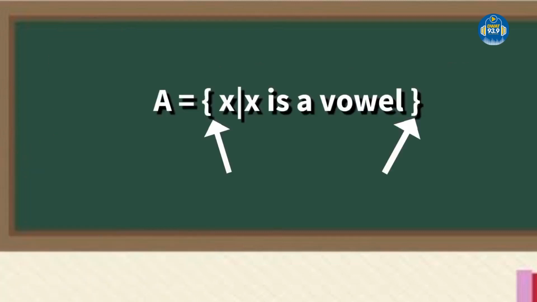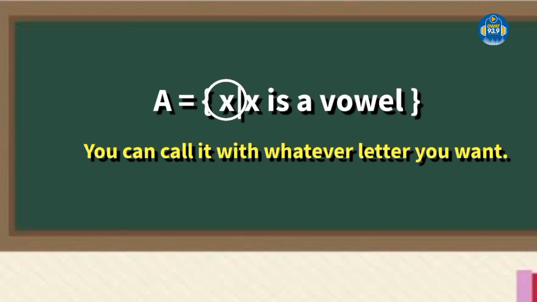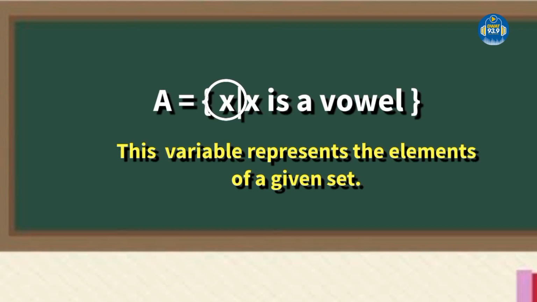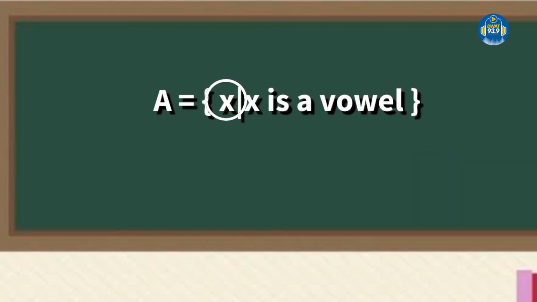The set of braces means what is written inside it is a set. The next important part is we have a variable here named x, but you can call it with whatever letter you want. This variable represents the elements of a given set. So, in our example, this can be read as all x. The vertical slash means such that. What comes next is the rule that describes the elements of the set. It says here, x is a vowel.